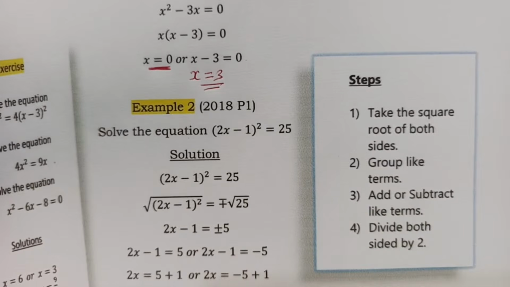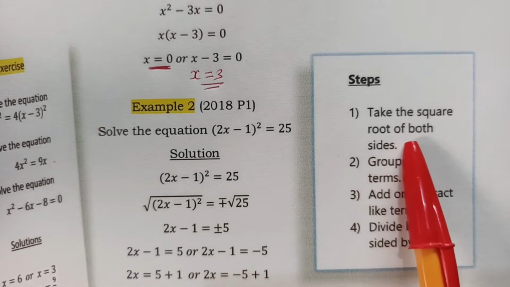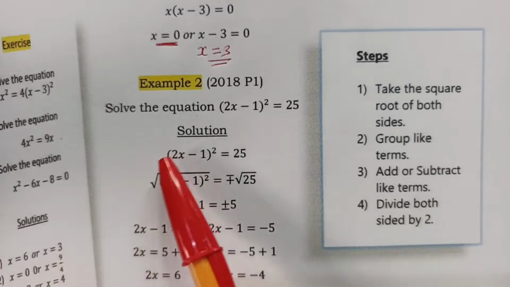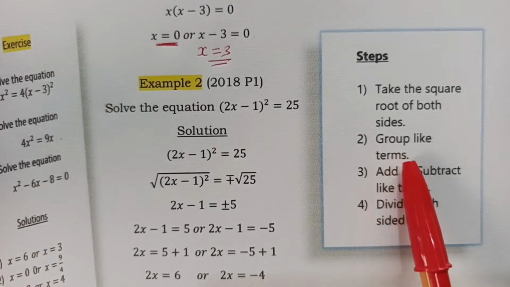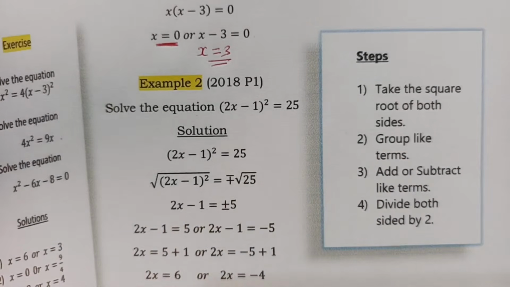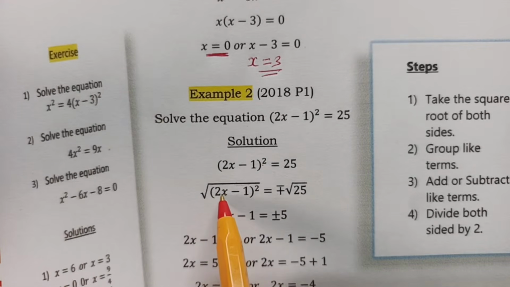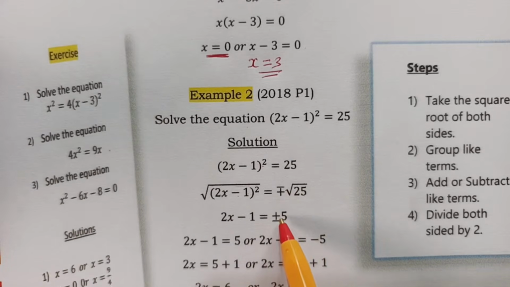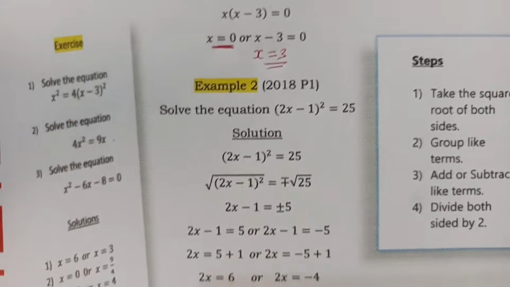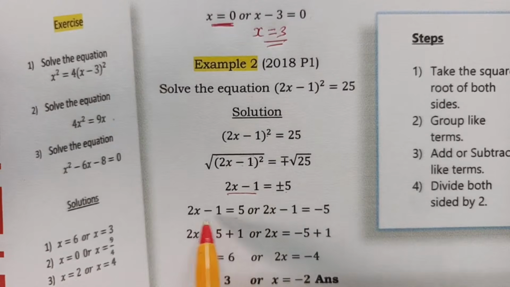The good part is that we've got some steps here, which you can read through. These are the steps for the next question here. Take the square root of both sides. So you square root both sides, and this is what we've done here. Number 2, group the like terms. So here, because of the power 2, find the square root so that you remain with that 2x minus 1. Square root of 25 is just 5. So just say plus or minus. So it will give you two equations. This whole thing, 2x minus 1, is equal to 5 is what we have.